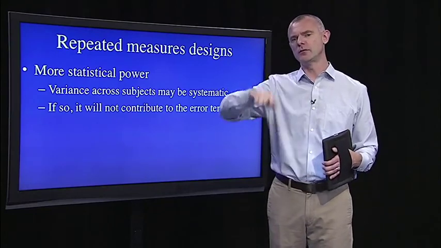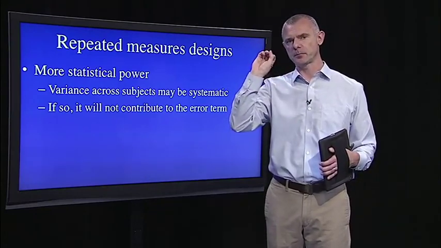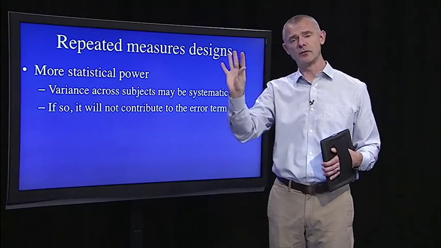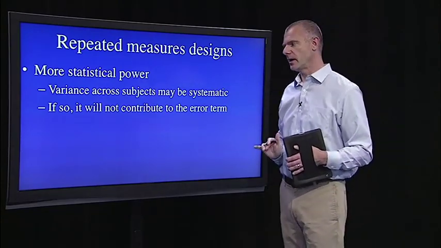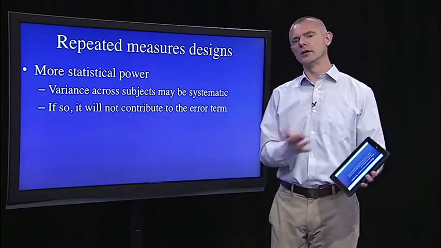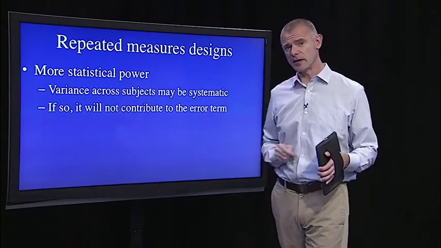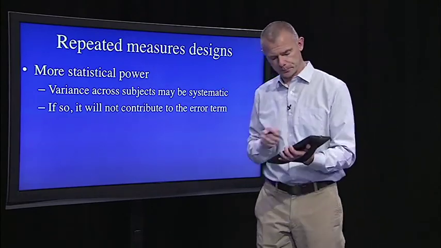So some subject variance can be accounted for in a repeated measures design, and it doesn't all go into the error term. That's a major advantage of this approach.